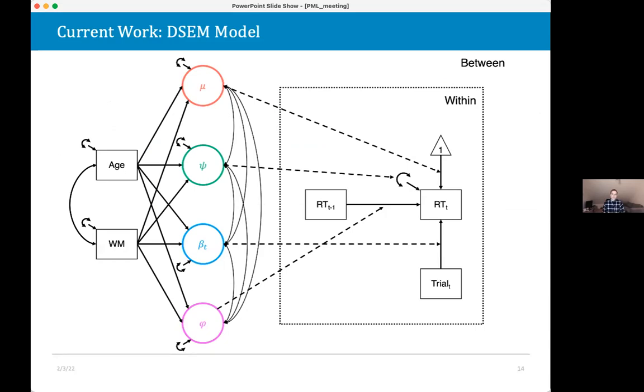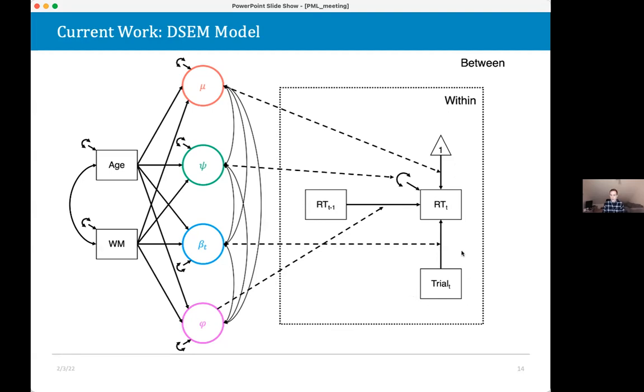Okay, so this is a lot, but we're going to walk through it piece by piece. This is going to be the dynamic structural equation model that we used to fit this data and test the hypothesis of the neural noise. So we can start with looking at the within person model here, surrounded by the dashed box. And we're going to model reaction time as a function of the trial, so the current trial.